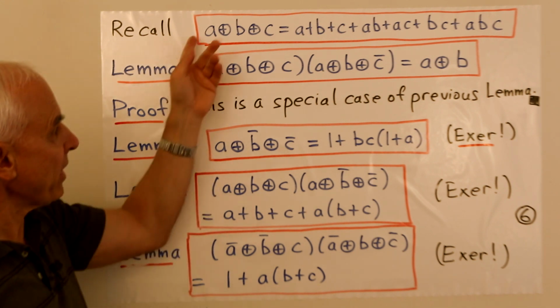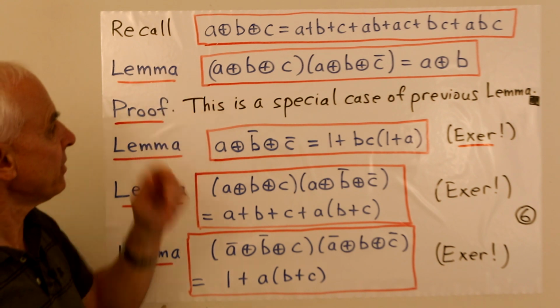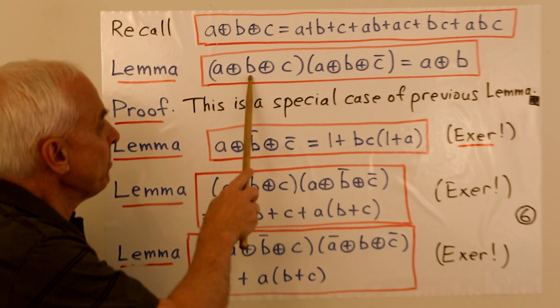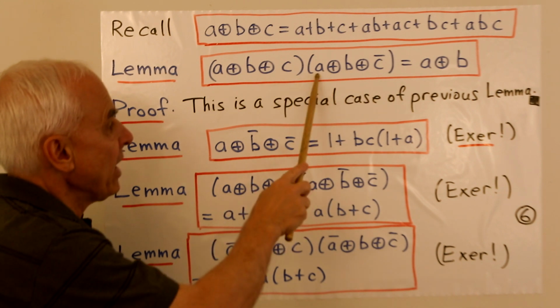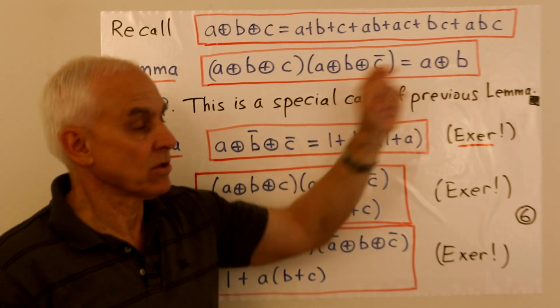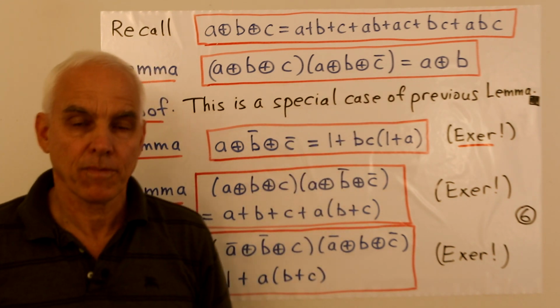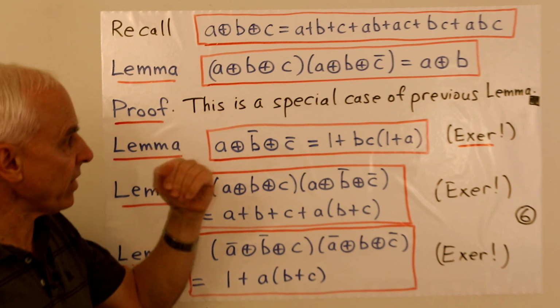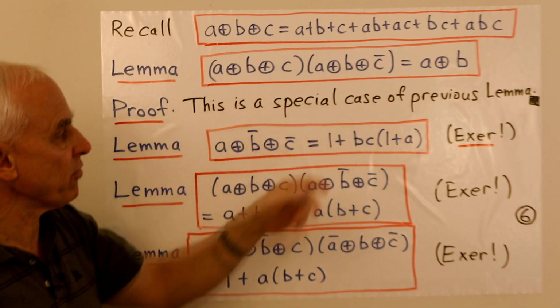So we'll keep that in mind. And now let's have a look at this lemma here. This says that A circle sum B circle sum C times A circle sum B circle sum C bar is just A circle sum B. And the proof is immediate if you recognize that this is just a special case of the previous lemma.